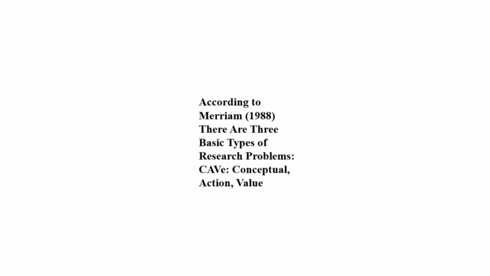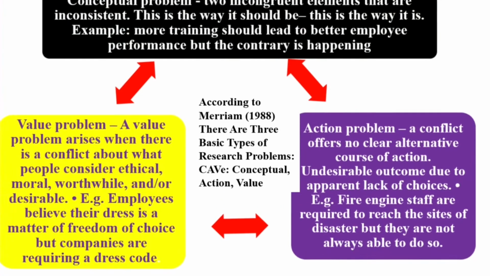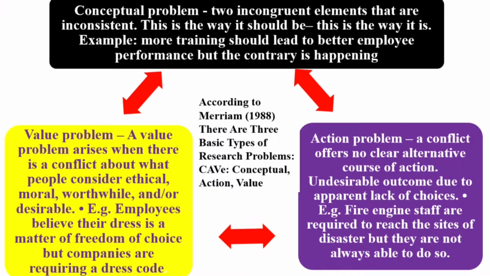Now, according to Merriam, a researcher, there are 3 basic types of research problems. First, there's the conceptual problem: 2 incongruent elements that are inconsistent. This is the way it should be, but yet this is the way it is. When you are supposed to go right, yet you're going left, you may not arrive at the destination. That's what we call the incongruence.